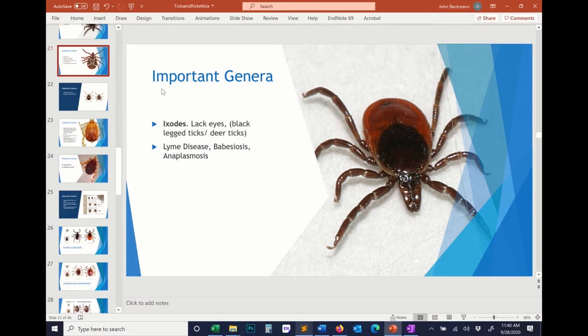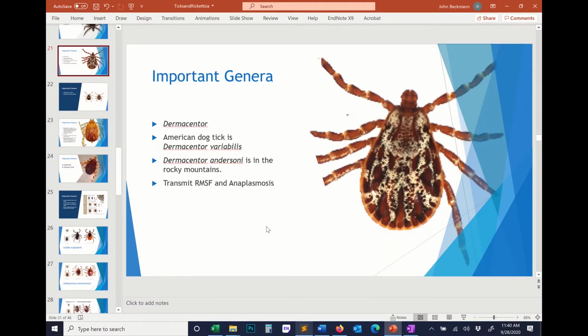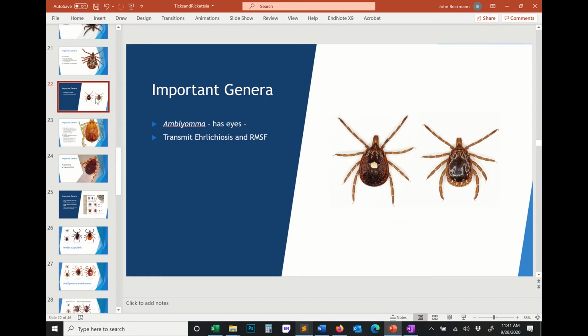Okay, there are Dermacentor ticks. Dermacentor variabilis is the American dog tick. So if you are a veterinarian, you want to know about this. There's Dermacentor andersoni, which is the Rocky Mountain wood tick. These are famous for transmitting Rocky Mountain spotted fever and anaplasmosis. Okay, and then there's Amblyomma. Amblyomma are ticks that have eyes.